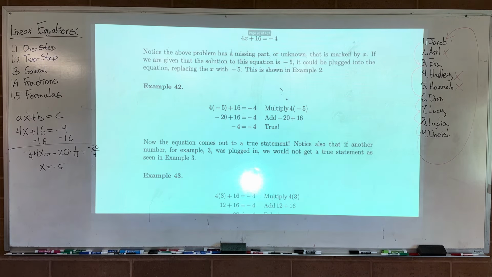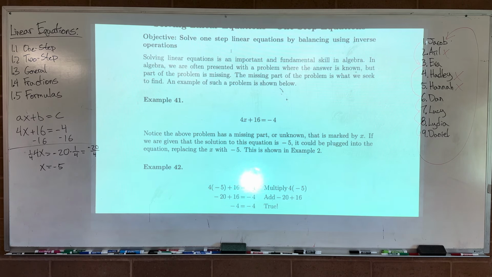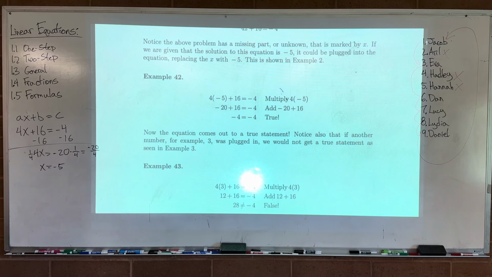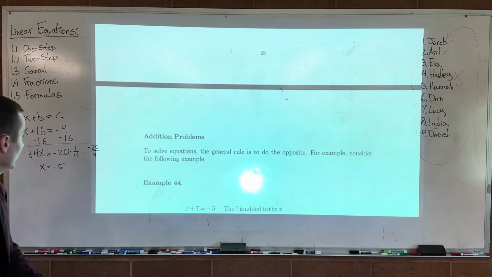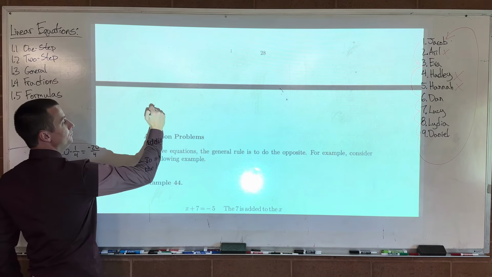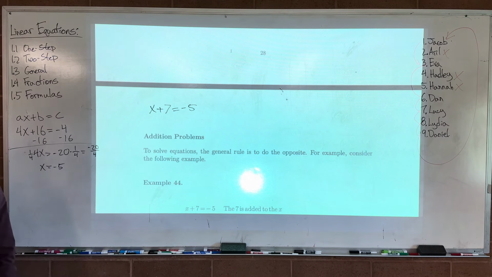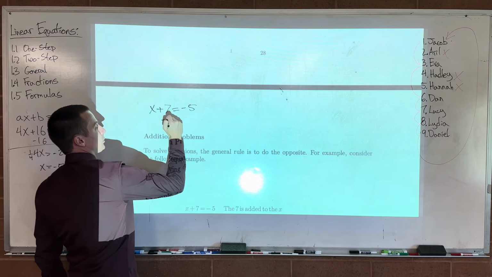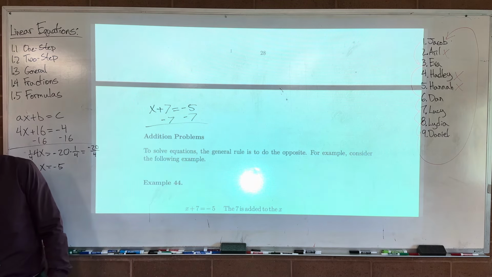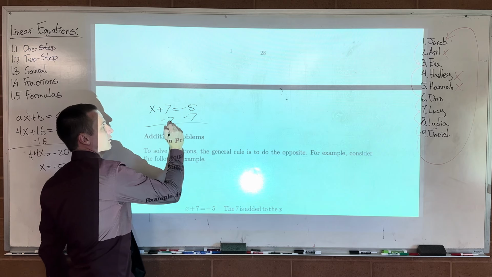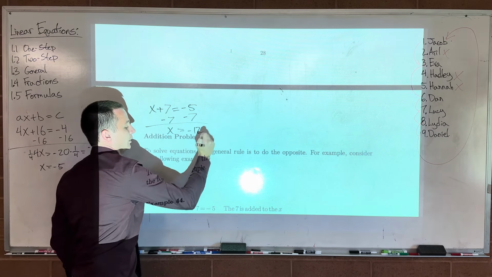Let's see. So here's this first example. We already did that one. Saying plugging in 3 doesn't work. Surprise, surprise. Okay, let's do this one. So we have x plus 7 equals negative 5. What do we do first? Subtract 7 from both sides. So x plus 7 minus 7 leaves me just x. Negative 5 minus 7 is negative 12. So x is equal to negative 12.